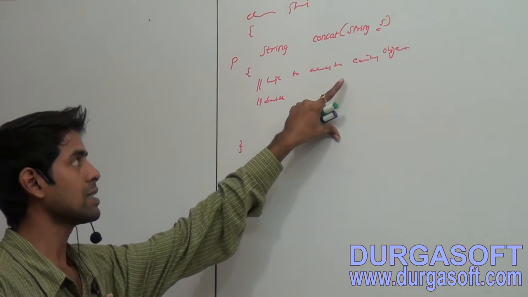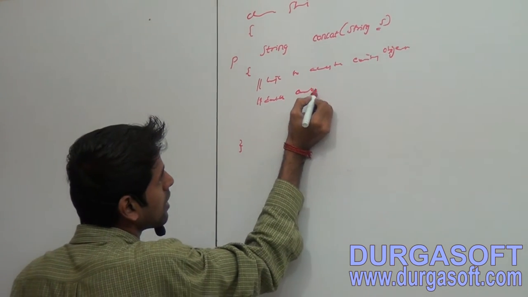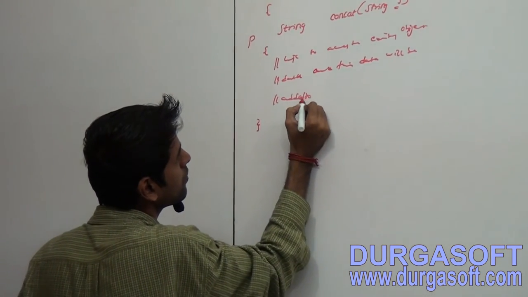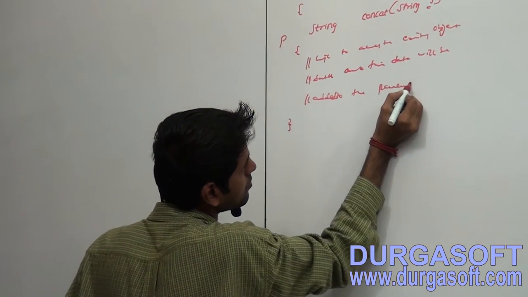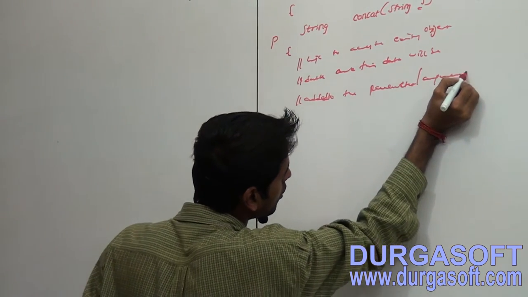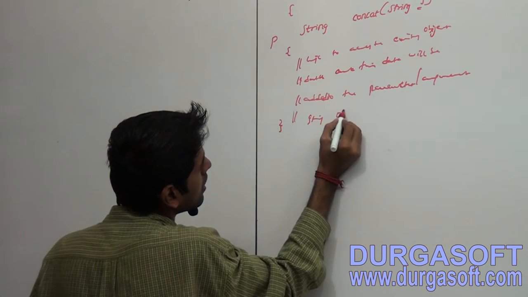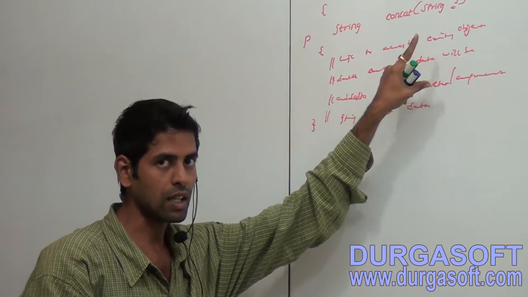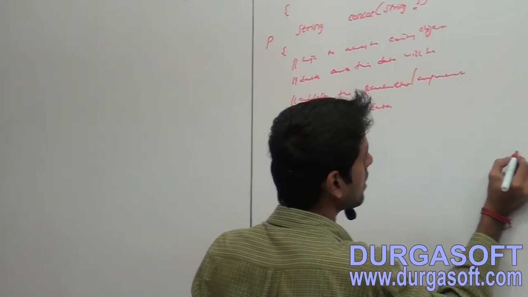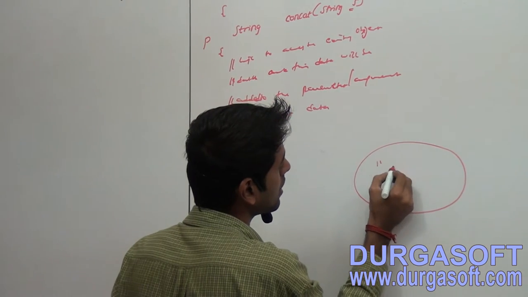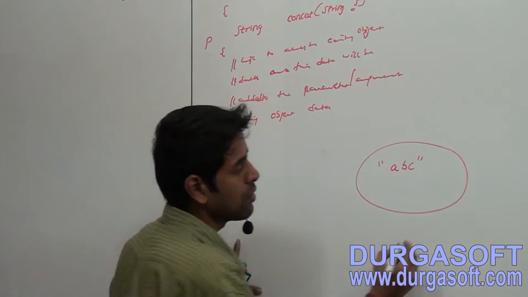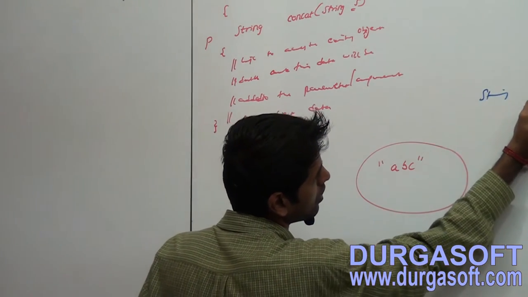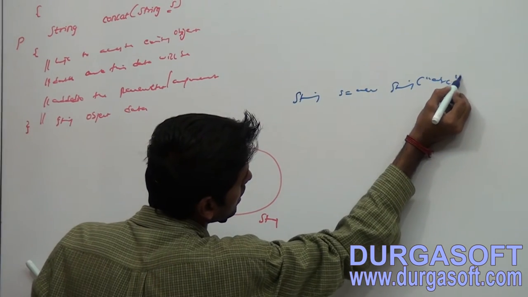Observe here, it will access the existing object data, and this data will be added to the parameter or argument string object data. So here is the logic to access the existing object data. Think that we have created a string object having data as a, b, c. Because of this statement, the string object has been created.